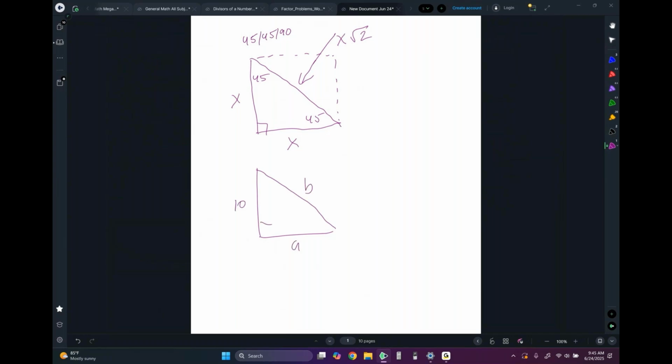This is A. This is B. Who's next? Adam. I know you can do this already. Go for it, Adam. If that's 10, what is A and what is B? A is 10 and B is 10 root 2. 10 root 2. Simple. He's done this for a while.